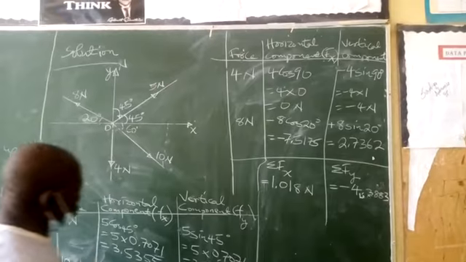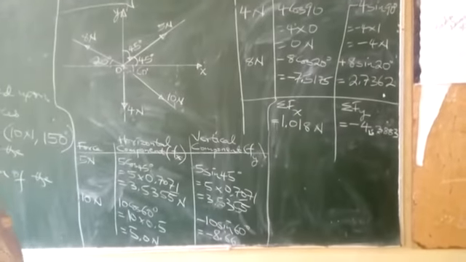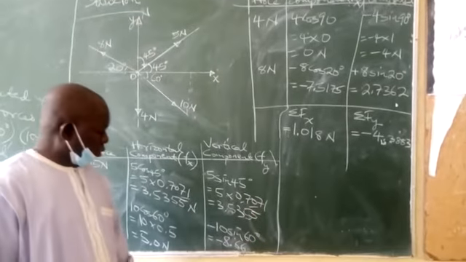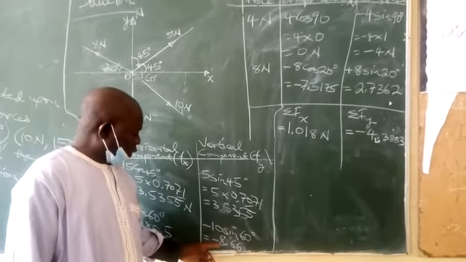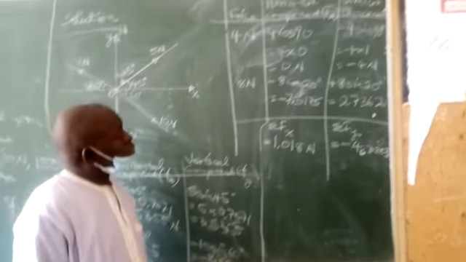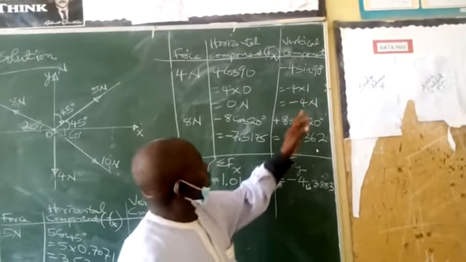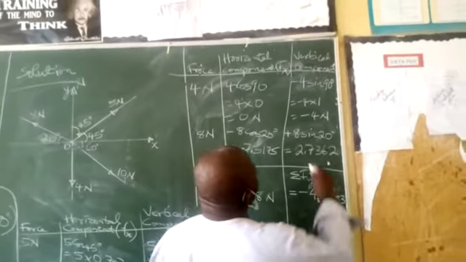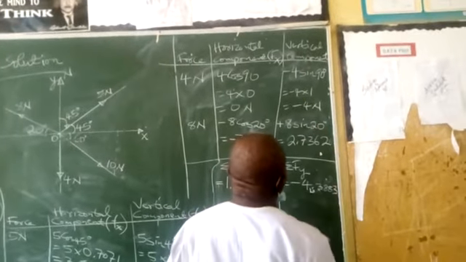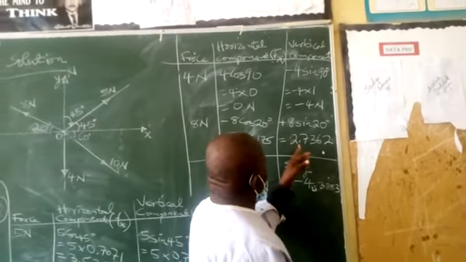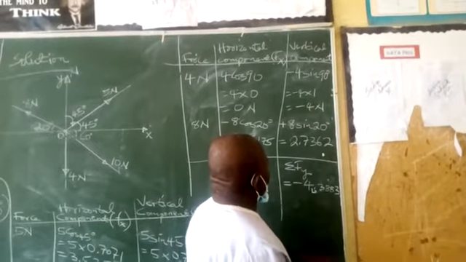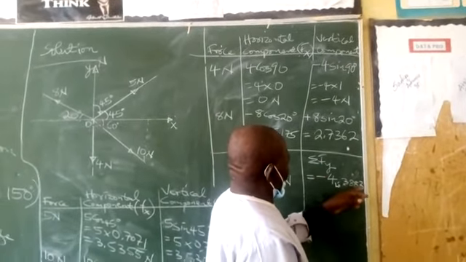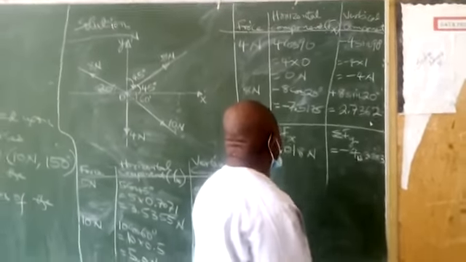Then for the vertical component, summation of the vertical component will be 3.5355 minus 8.66 minus 4 plus 2.7362. We have minus 4.3883. So that is what we have.